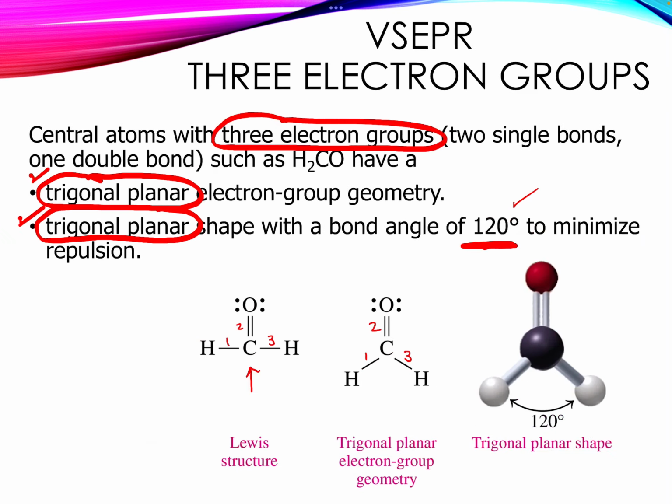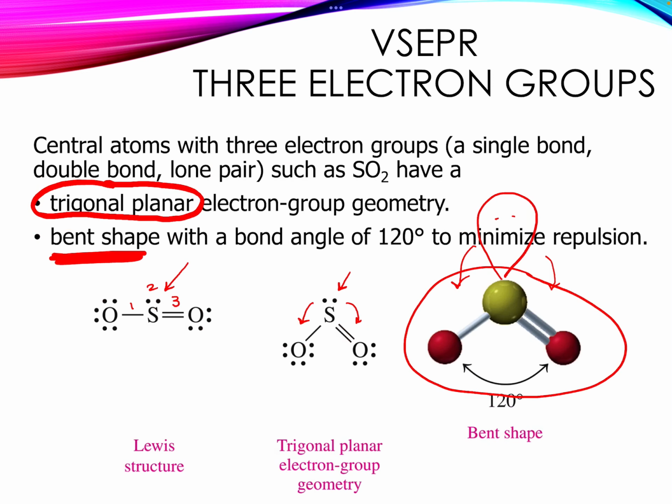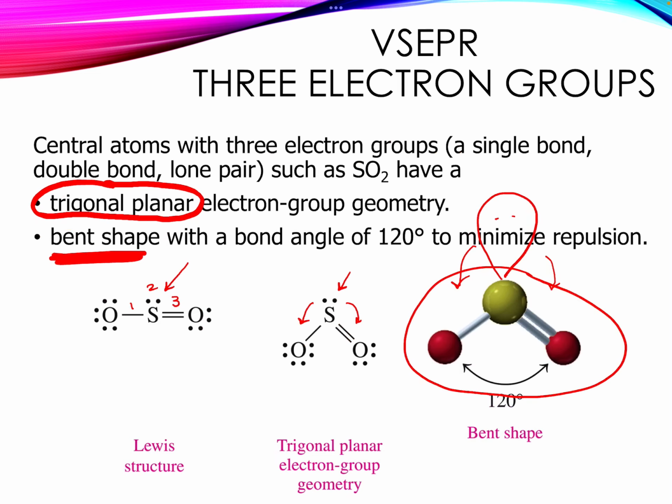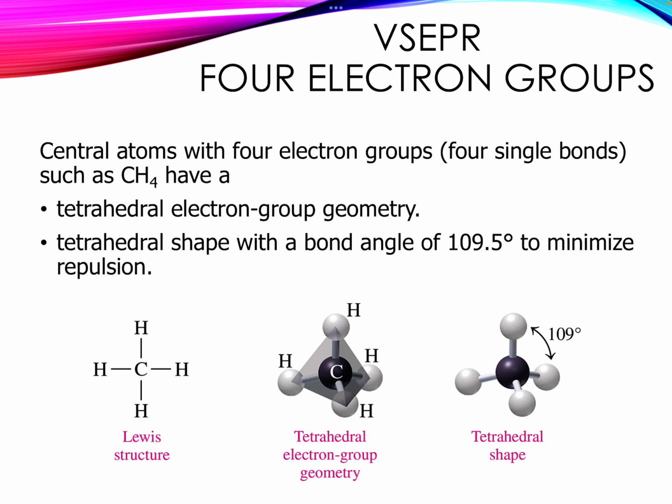So again, our electron group geometry stayed the same because there's 3 areas of electrons in this example and in this one. Still 3 areas of electrons, but the shape changed. This is a trigonal planar shape because all of them are bonds. However, this is a bent shape because one of those bonds now turned into a lone pair. Okay, the bond angle stays the same. It's still 120 degrees, whether it's a lone pair here or it's a bond, because there's still 3 areas of electrons.